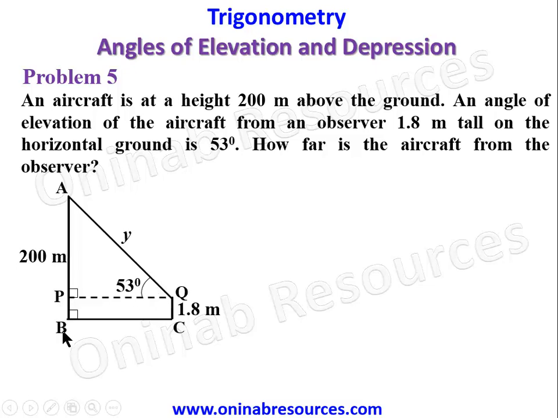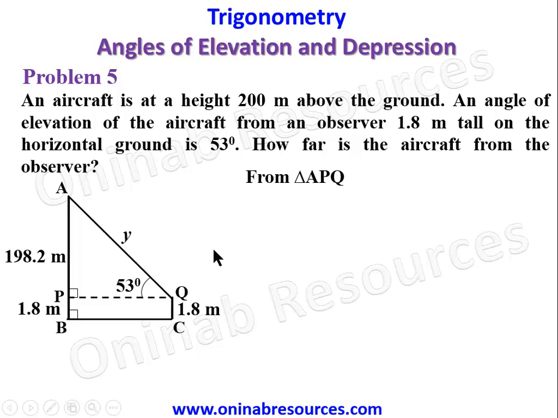And remember, BP is 1.8 meters. So AP now will be 200 minus 1.8, and that will give us 198.2. So AP is 198.2 meters. To calculate the value of Y, which is the distance of the aircraft from the observer, we consider triangle APQ. So from triangle APQ, the opposite here is 198.2. We have to calculate the hypotenuse now.